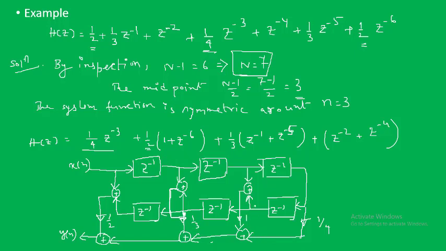So this is how we do the linear phase realization. So how will you understand whether you have to realize the filter in linear phase or in direct form? That is by looking at the coefficients. If the coefficients are symmetric about the midpoint, then only you can go for linear phase realization. Otherwise, you will have to go for direct form or transverse form filter structure.